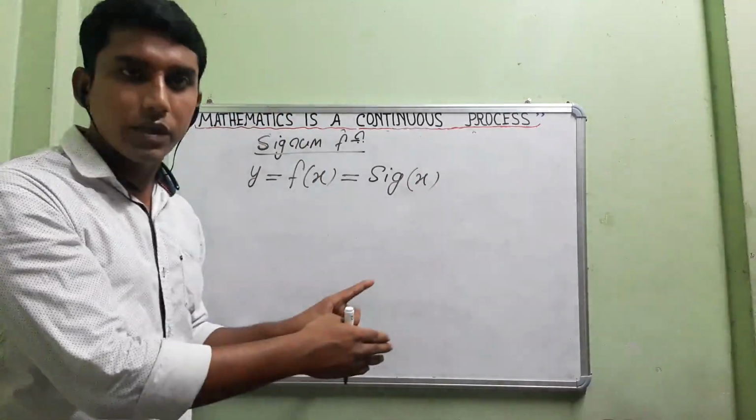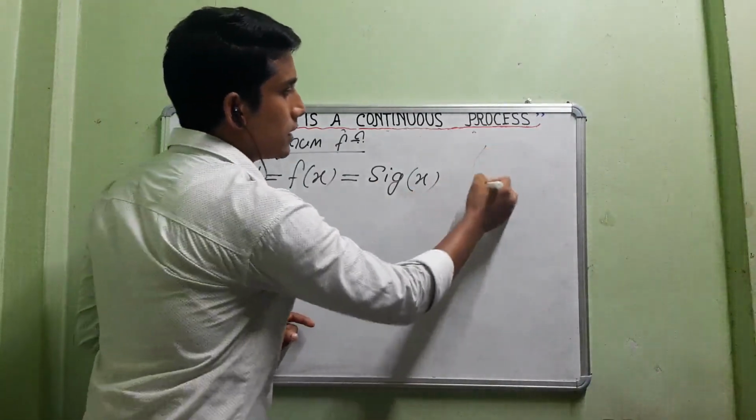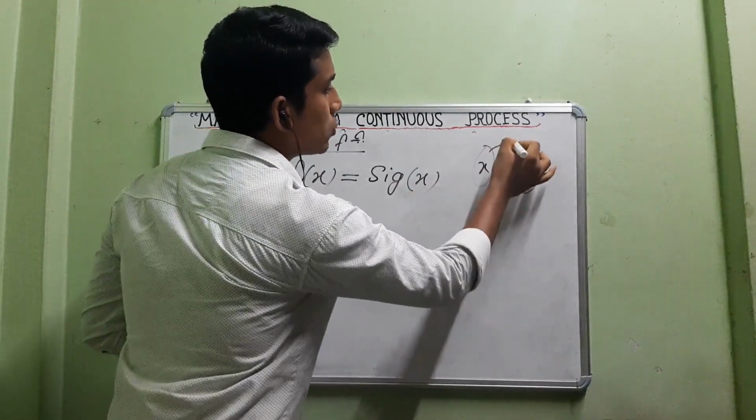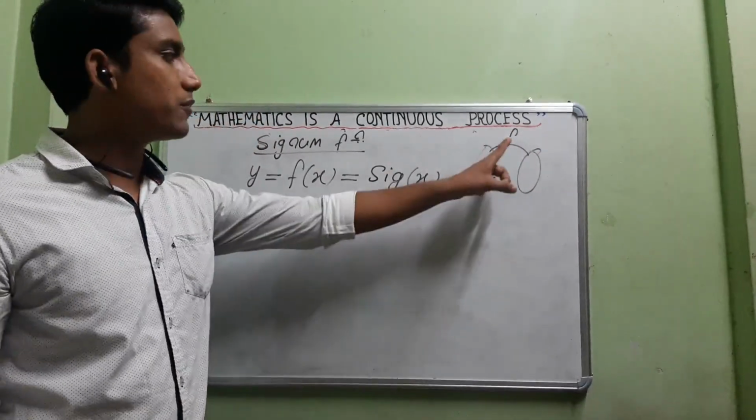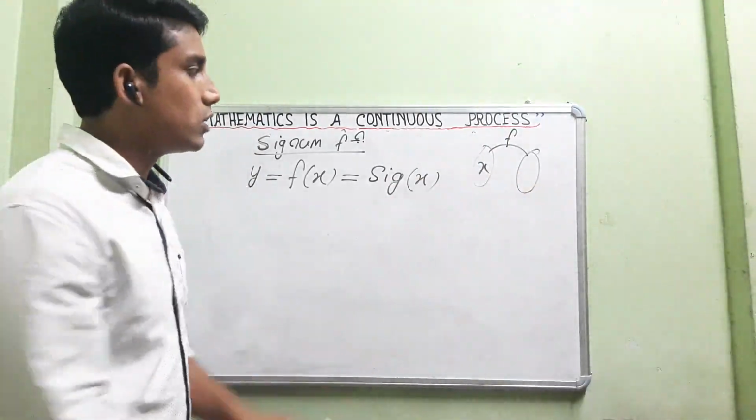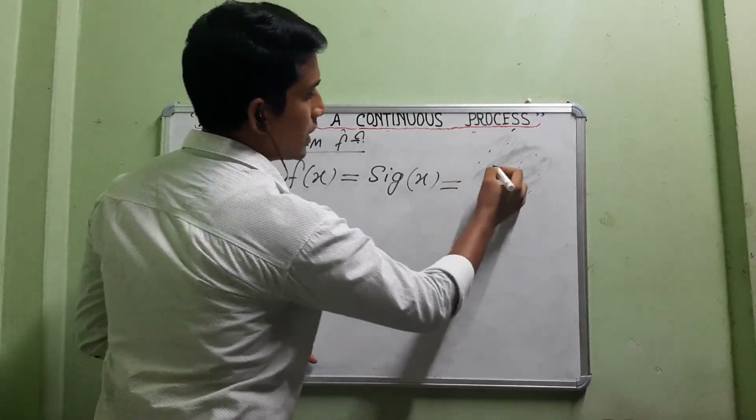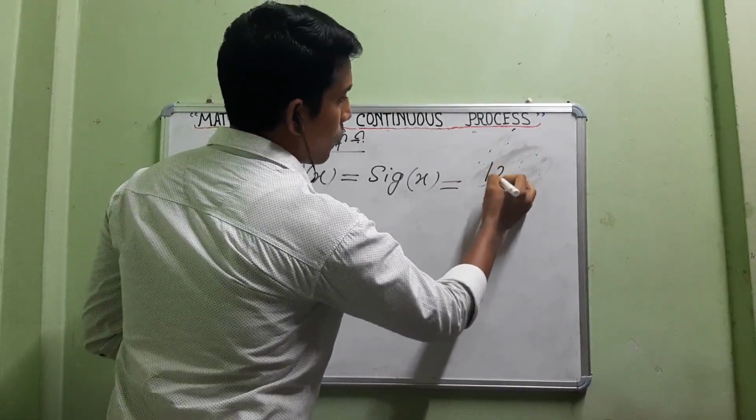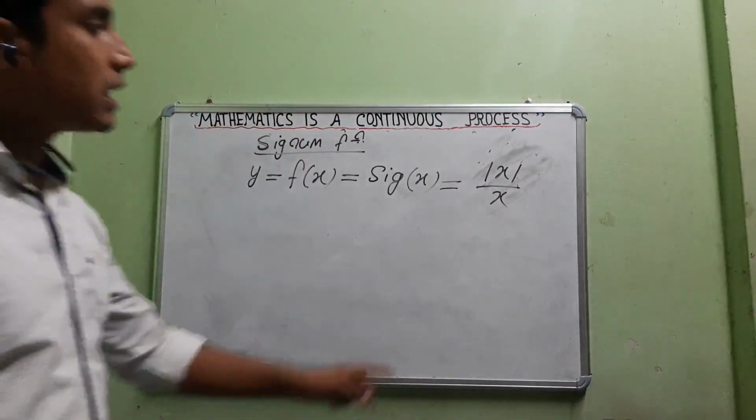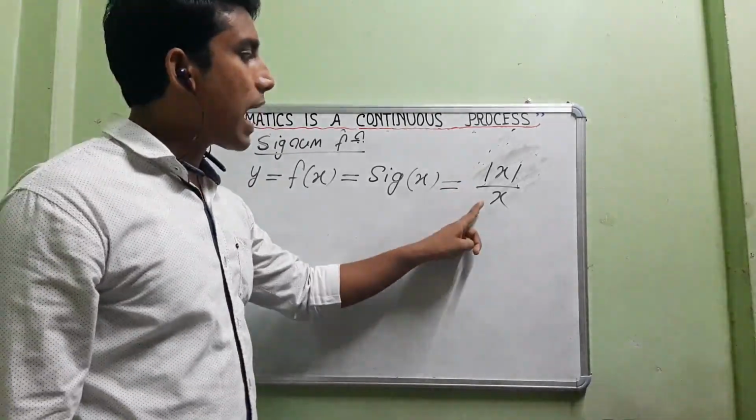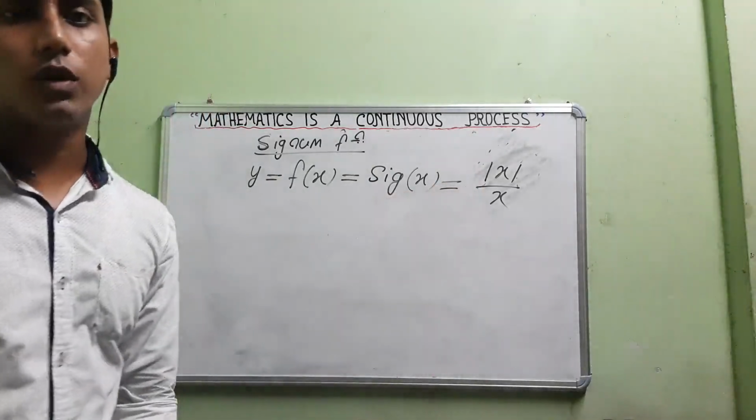It's like mod of x that we wrote in the mod function. Now in the signum function we will write signum of x. That means if I take f on x, we will get some element. What type of rule is this? The signum function definition is mod x by x. If you divide the modulus function by the identity function, it gives you the signum function.